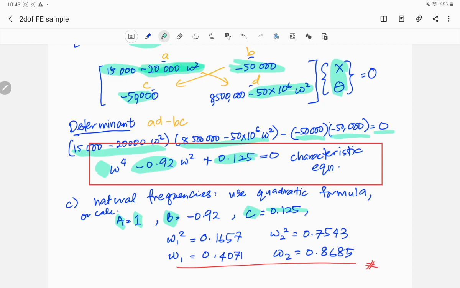Your results are in terms of omega squared, because this equation is to the power of 4 basically. To get the final answer, you have to take the square root of this answer and that answer in order to get omega 1 and omega 2. So okay, that's all.